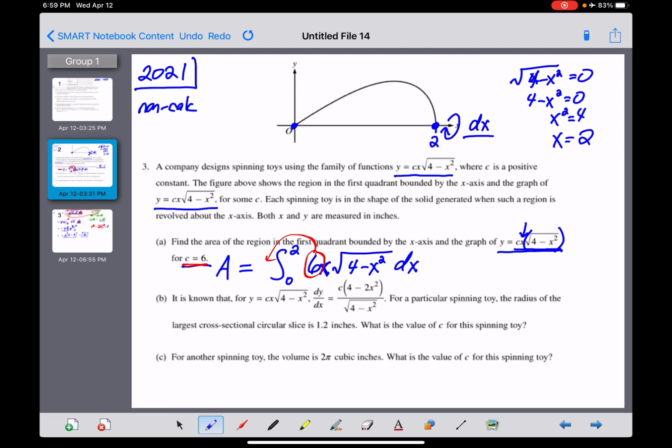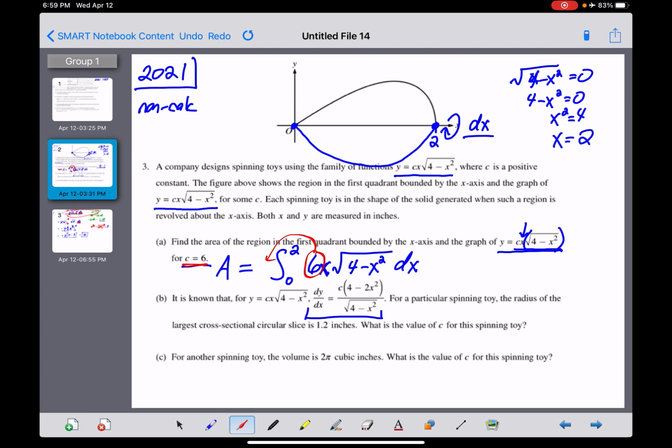Okay, part B. They've told you here, this was nice of them to save you a little bit of work. They did the product rule for you already, guys, and they've told you the derivative is this messy quantity right over here. And it says for a particular spinning toy, the radius of the largest cross-sectional circular slice is 1.2 inches. Now, guys, if we go to this solid in the graph up above, if we flip that thing 180 degrees, it would make a shape that would look something like this.